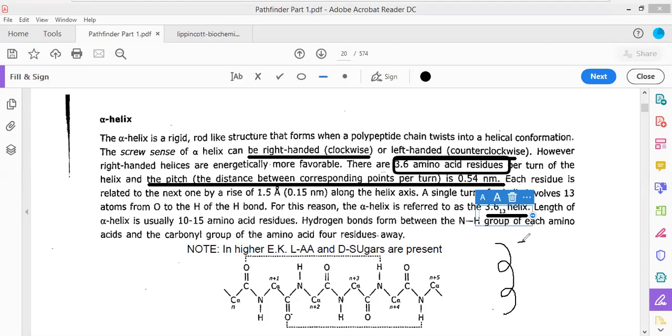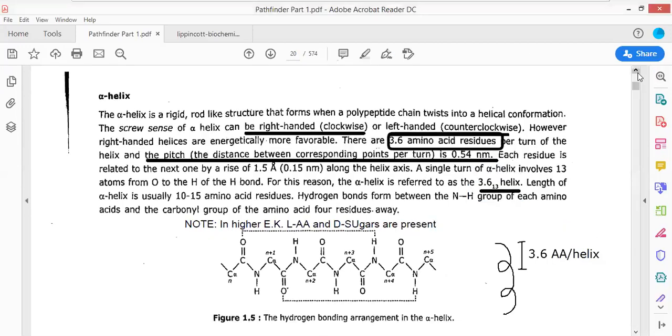Then in a particular turn that you can visualize here, how many amino acid residues are present? Do you know? 3.6 amino acid residues are present per turn of the helix. This is referred to as the 3.6 13 alpha helix, because one turn contains 3.6 amino acid residues. Why is it referred to as the 3.6 13 alpha helix? Now you might be thinking why the word 13 has been used.